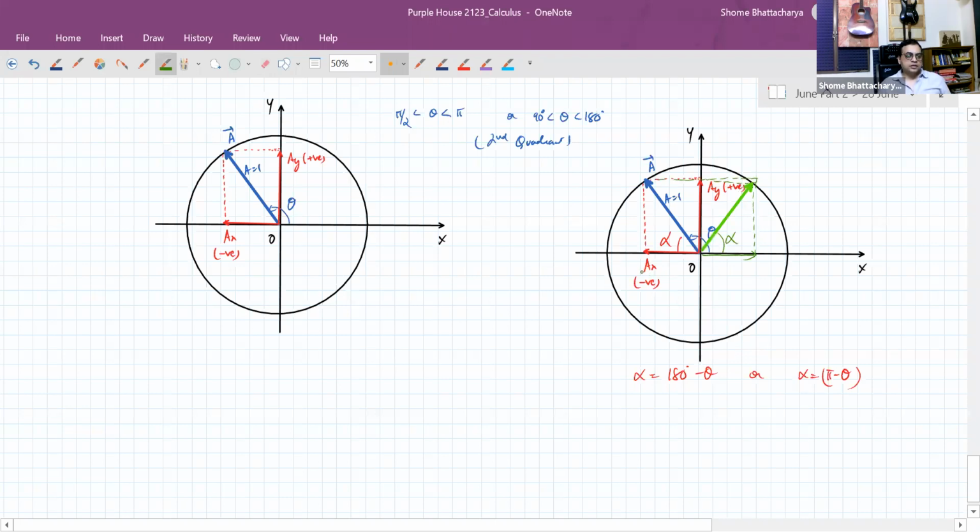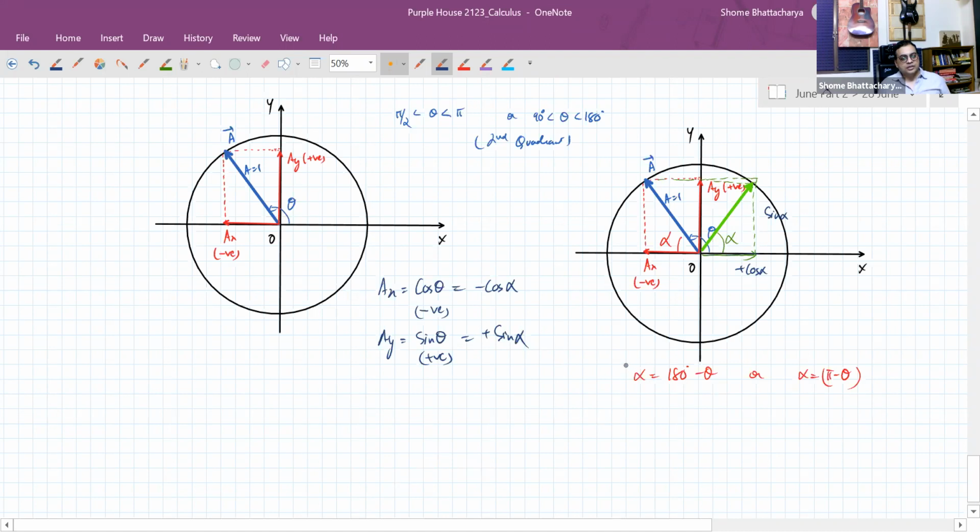So you can see that in this case, this ax, which is cos theta, which is a negative quantity, will actually be minus of cos alpha. Okay, because cos alpha would be this one, which is positive. So this one would be plus cos alpha, and this one would be sine alpha. And ay, which is sine theta, which is positive, would be positive of sine alpha.